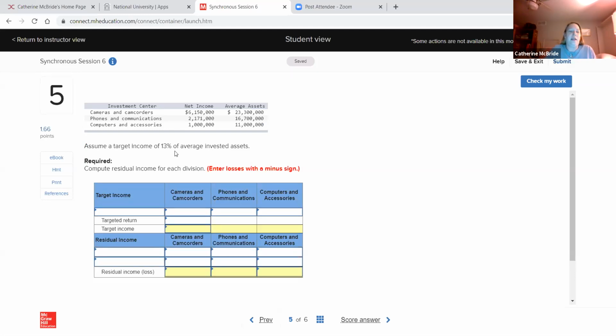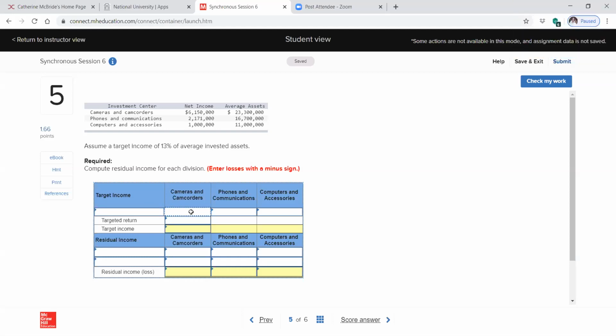Oh, assume a target income of 13% of average assets invested. I forgot this was here. Compute residual income for each division. I actually haven't looked at this in a very long time. So I have average assets.